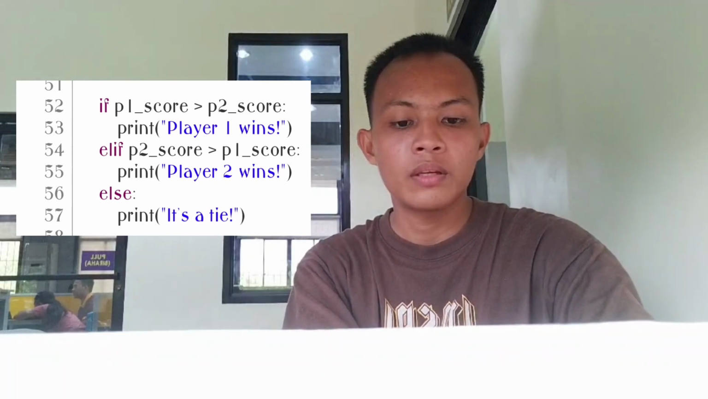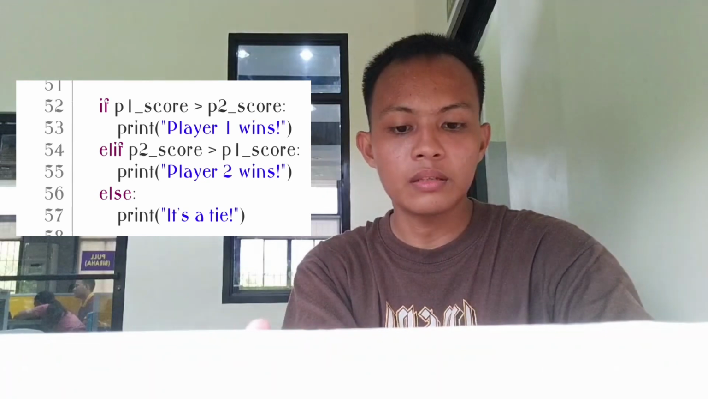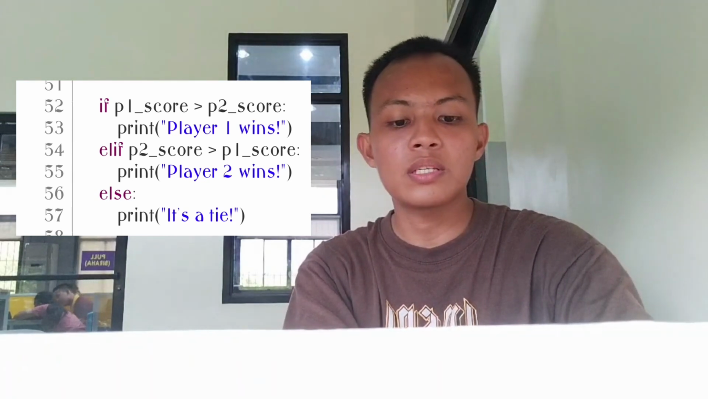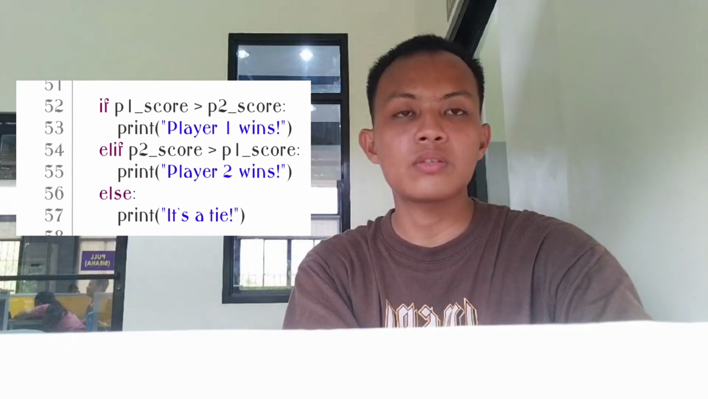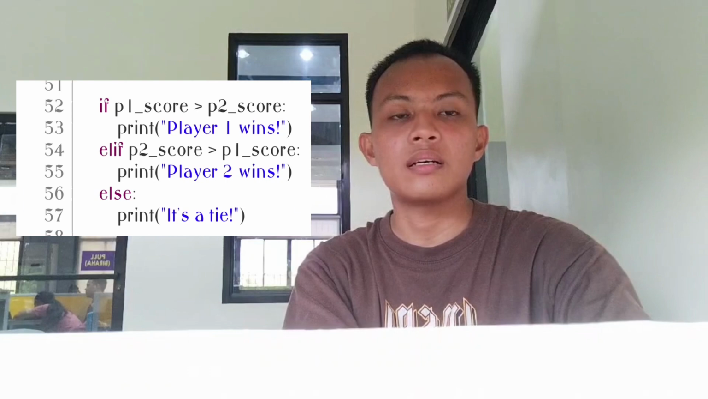So now the next part of the code. This code compares the P1 score and P2 score to determine the winner. If player 1's score is higher, it declares player 1 the winner. If player 2's score is higher, it declares player 2 the winner. If the scores are equal, it announces a tie.